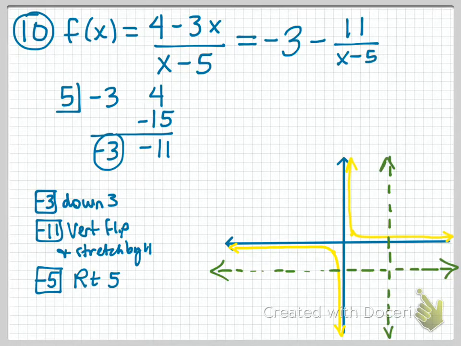And then where normally we would go to the right one and up one from our intersection to plot the anchor point, because we have a vertical flip and a stretch by 11, we would go to the right one and down 11, and since we don't have room to do that, we would be off the screen, so it's going to come up from down low and sweep out like that in that corner.